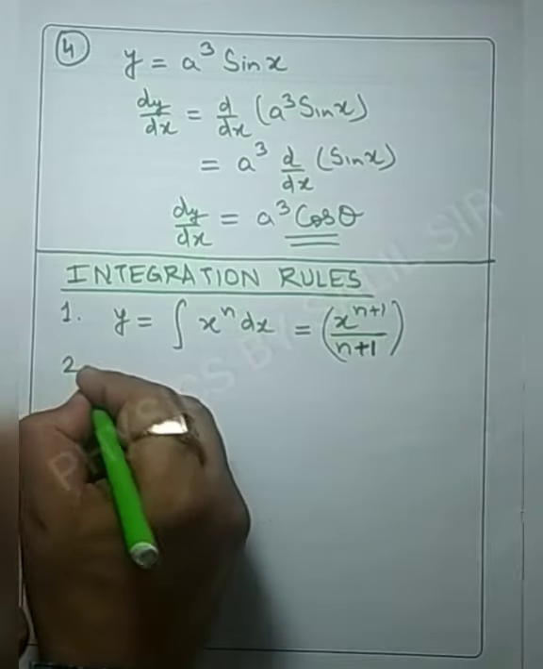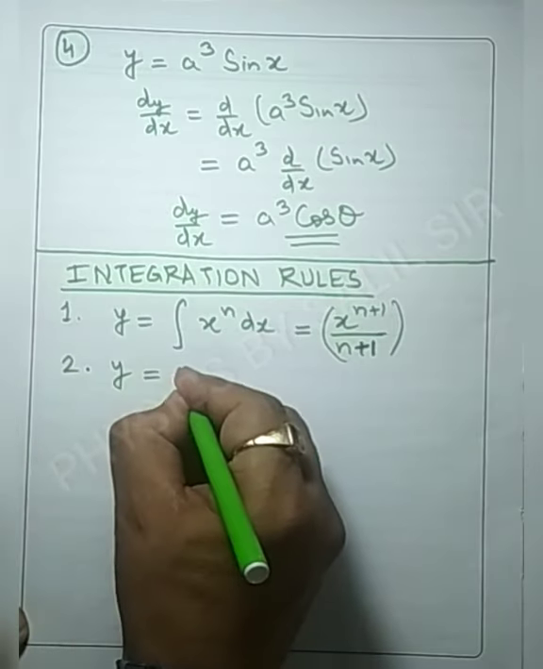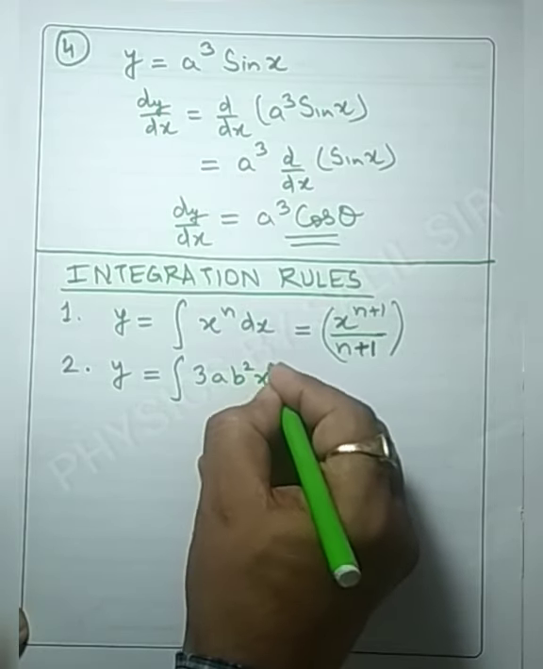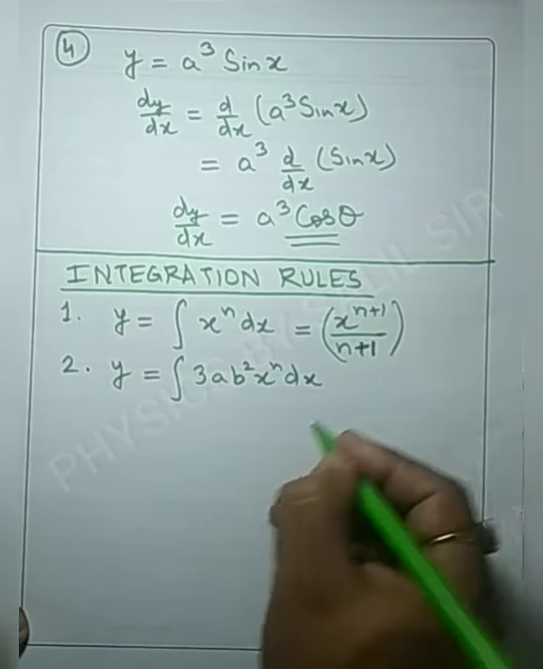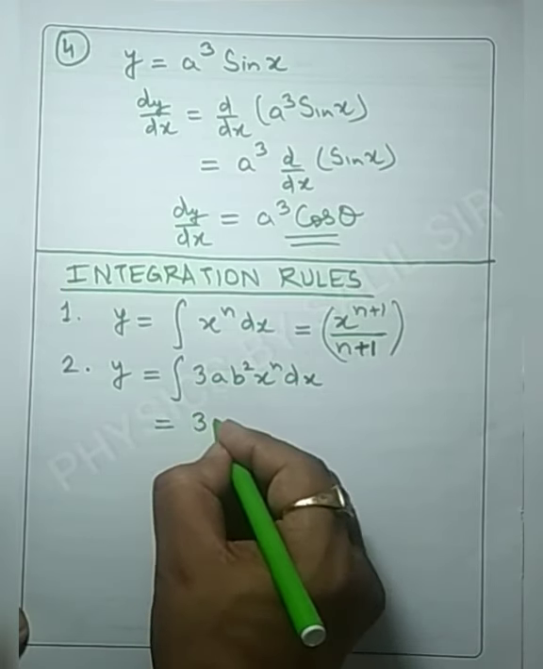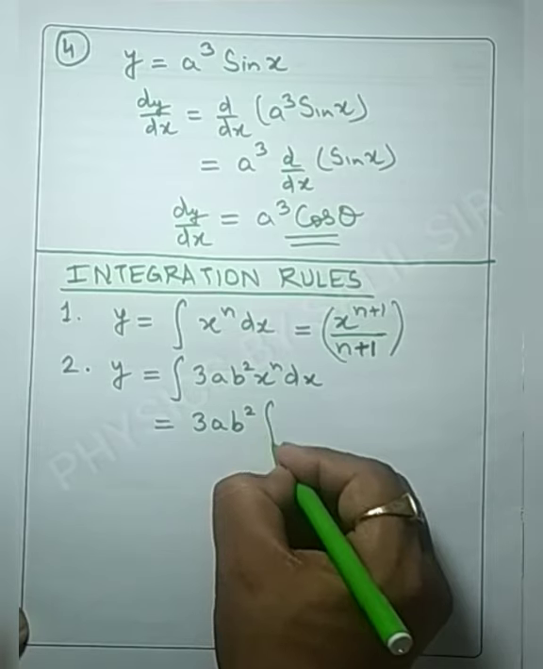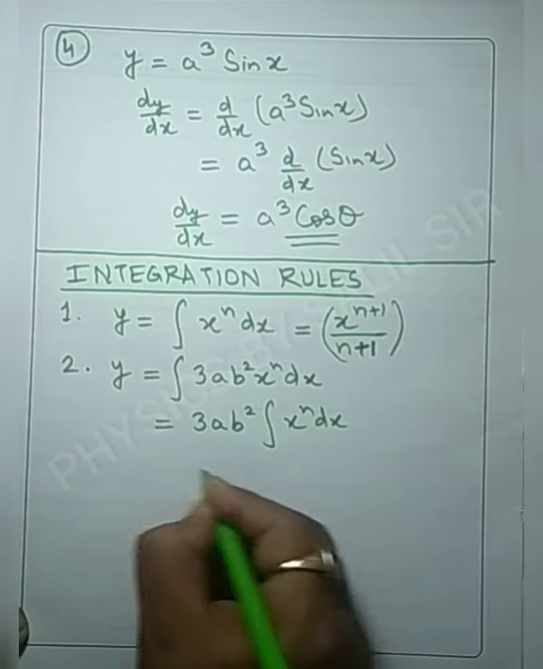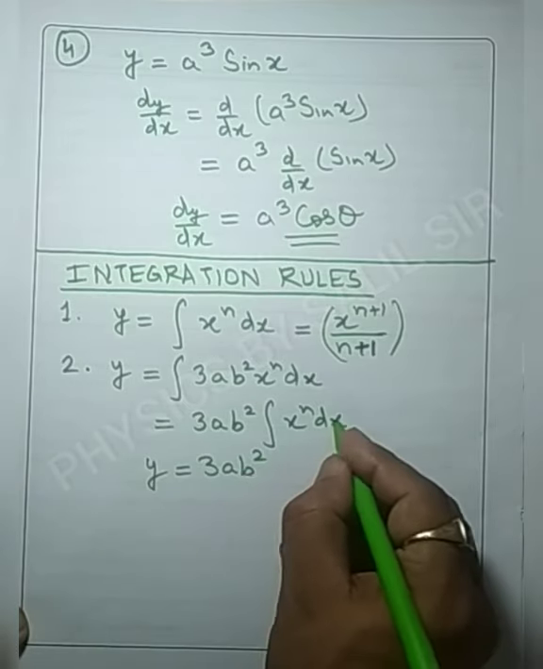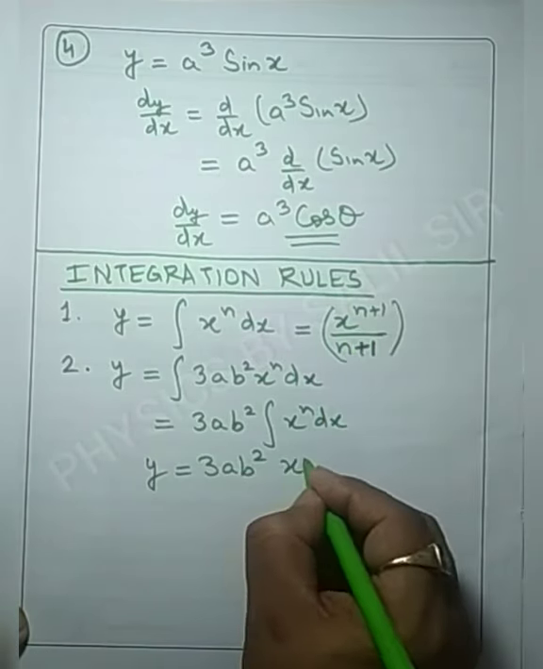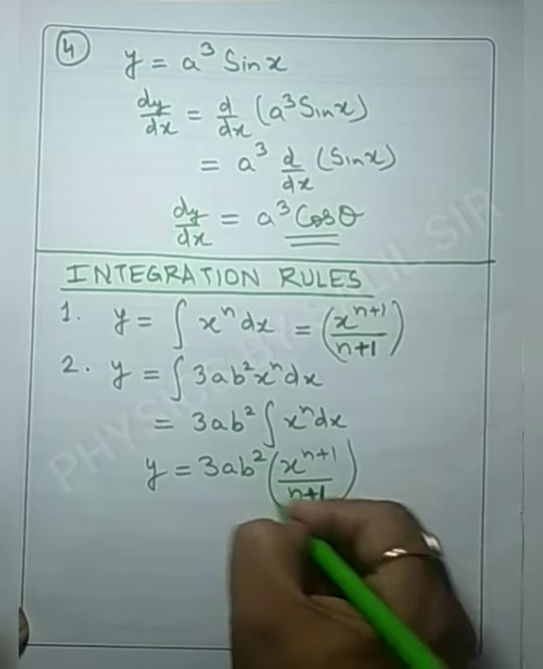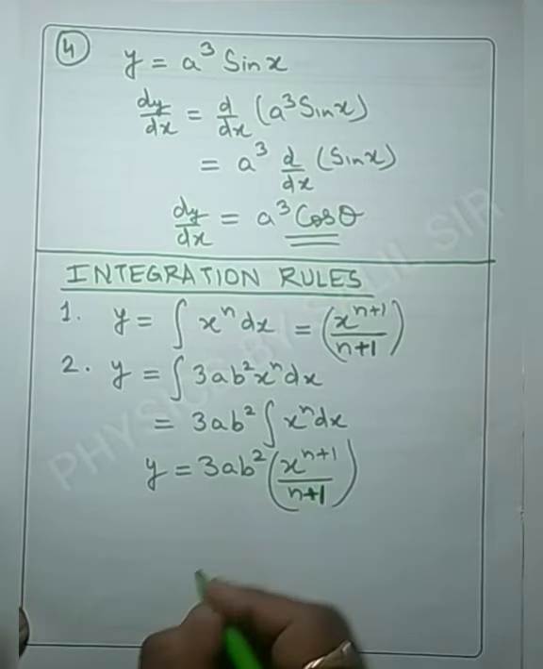Similarly, second, if it is given as y is equal to the integral of 3ab square x to the power n dx, suppose this is given, 3ab square is constant, so take out 3ab square, then the integral of x to the power n dx. So it will be y is equal to 3ab square times x to the power n plus 1 upon n plus 1. So your answer will be 3ab square in brackets x to the power n plus 1 upon n plus 1.